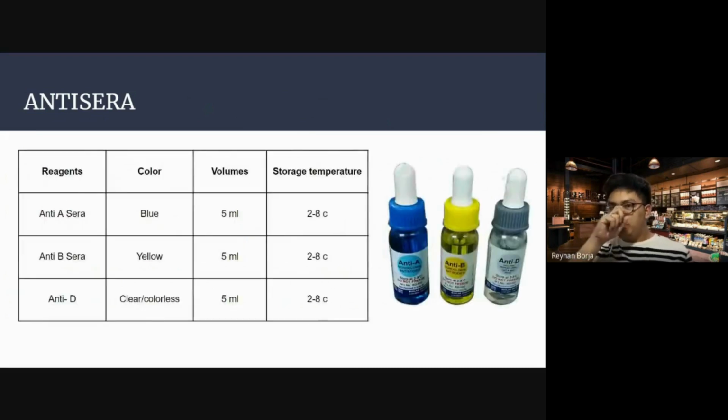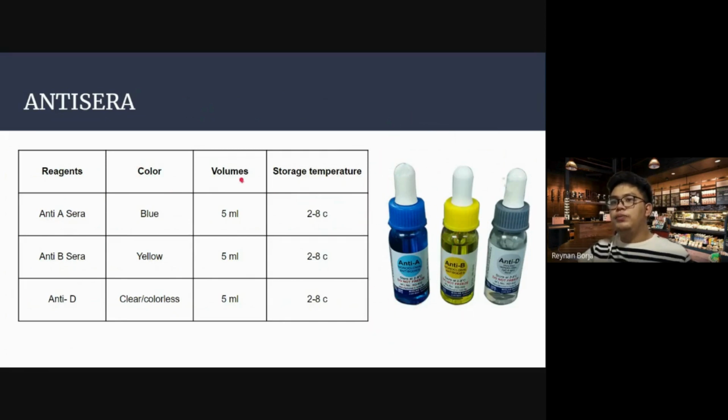Okay? Next, our anti-sera natin is ganito. Technically, they are monoclonal. As I said, di ba, before, kanina. So, yung anti-A natin, anti-B and anti-D. So, some laboratories, lalo na sa mga reference laboratory for blood grouping, they can use anti-AB. So, later, papakita ko kung anong purpose ni anti-AB. Okay? Yung anti-sera A is color blue.